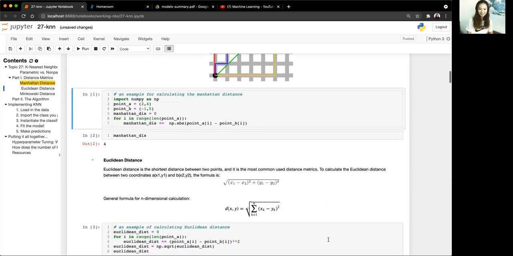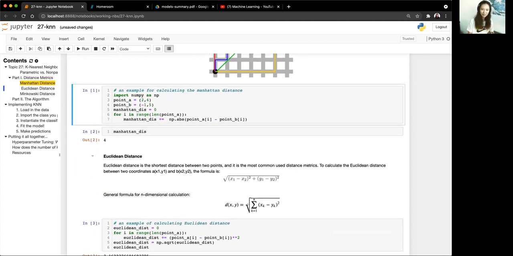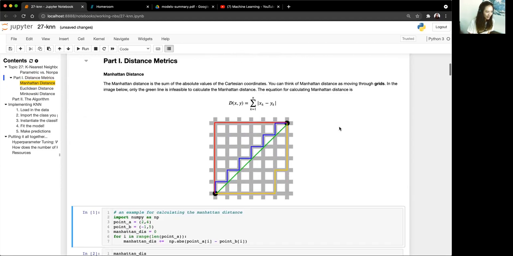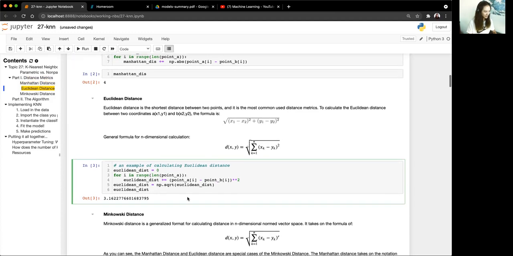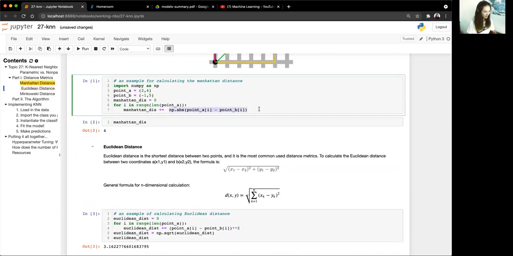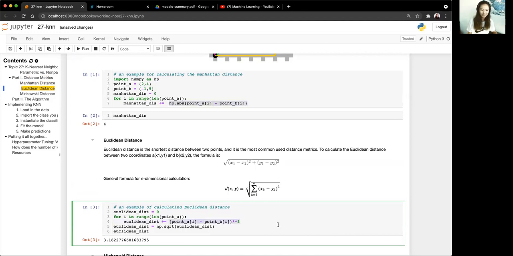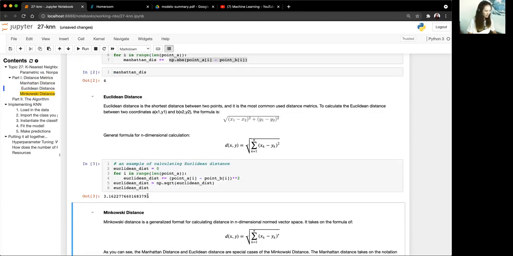All right, next we have Euclidean distance, which is probably the most commonly used distance metric. To calculate it, it is pretty much Pythagoras' theorem. So instead of taking the absolute value, you are taking the difference squared. Euclidean distance looks like this typically, but it does scale up. If you have more dimensions, you still take the square root of the sum of squared differences between point A and point B. So very similar. All we're doing is, instead of adding the absolute difference, we're adding the square of the difference. With that, Euclidean distance gives us 3.16.